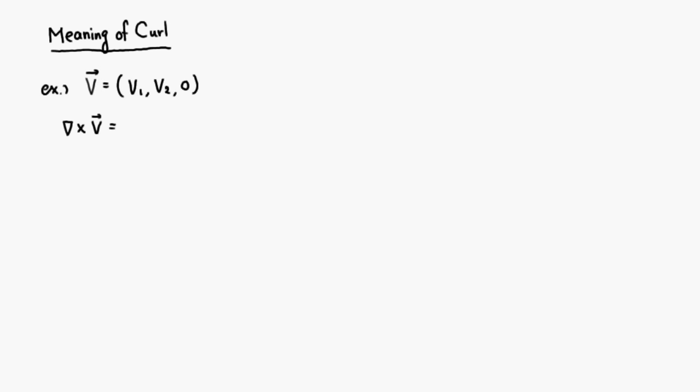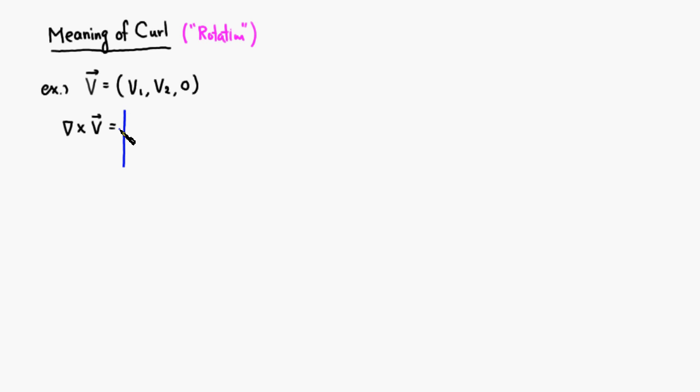All right, let's look at the meaning of curl. More or less, curl tells you about rotation. Let's try to make sense out of that. To make our life simpler, we're going to have a vector valued function where the z component is going to be 0. So if you think of a flow, it's just a flow on the xy plane. Then let's find the curl of that and see what we get.